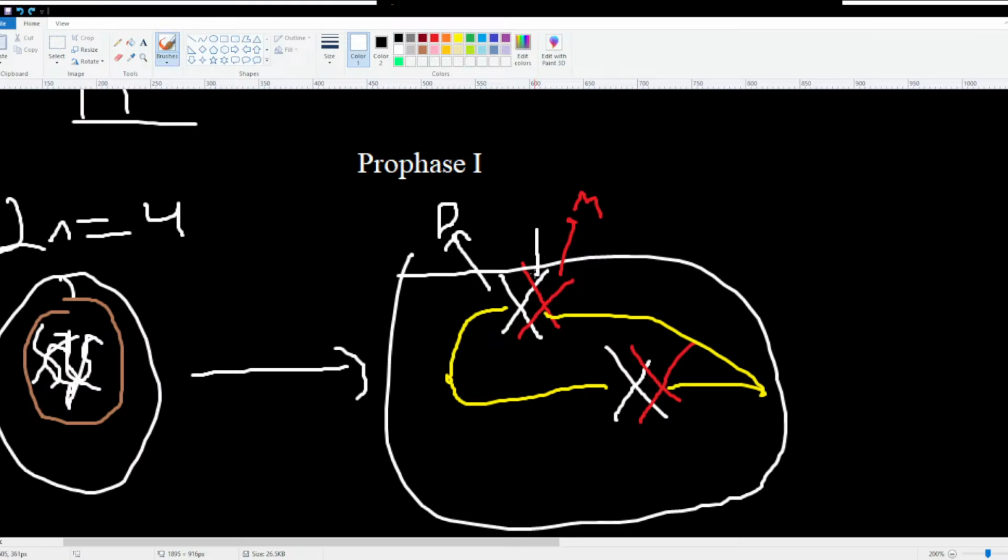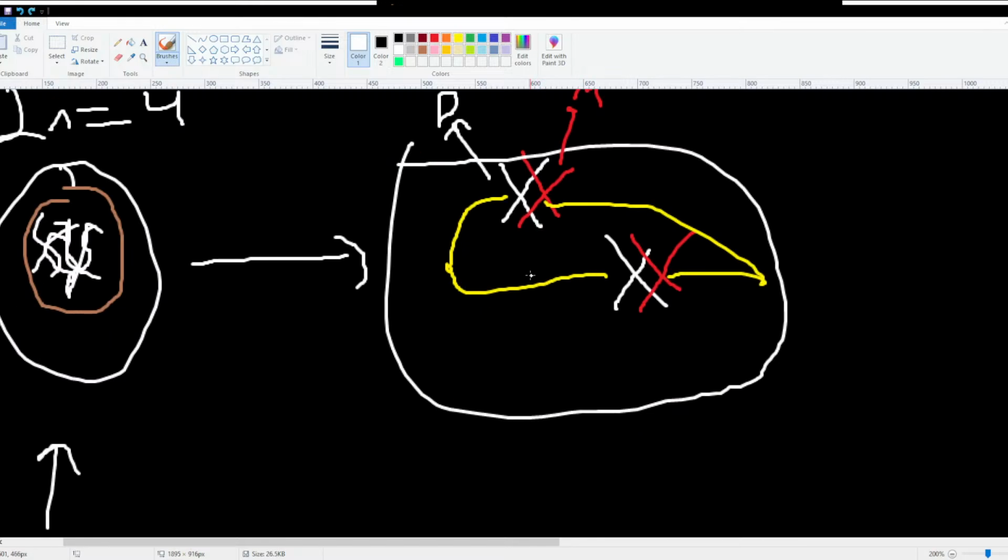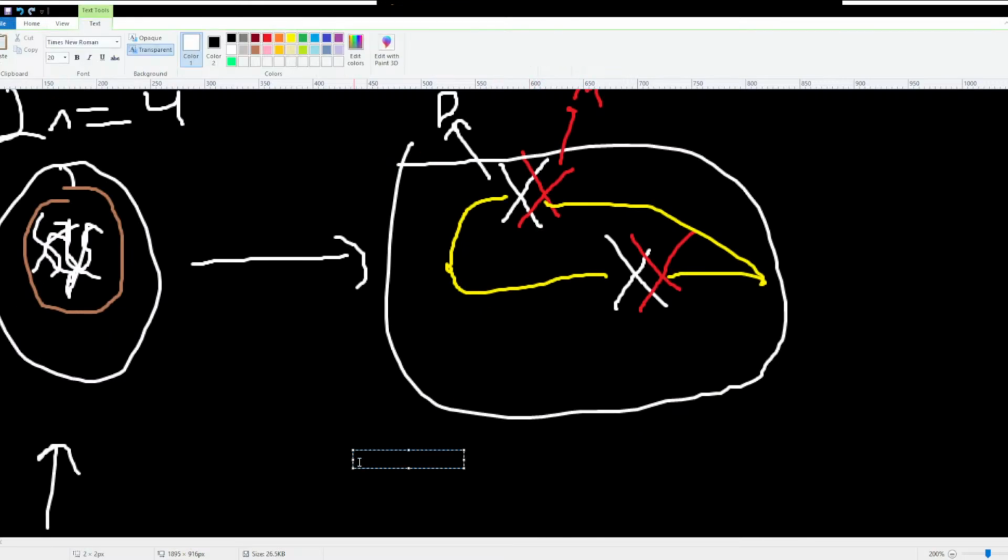But also pay attention to what's going on here, right? And then we're going to go more into independent assortment during metaphase 1. Anyway, so look at this also. During regular prophase, these homologous chromosomes are side by side essentially. But during prophase 1, they're literally overlapping. So what is happening during this overlapping? This is what's known as crossing over.